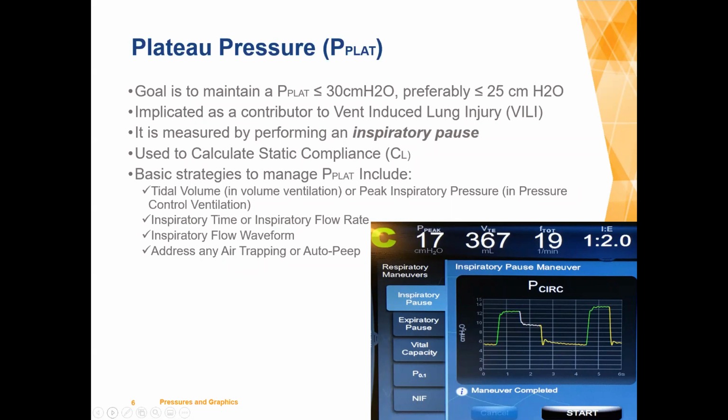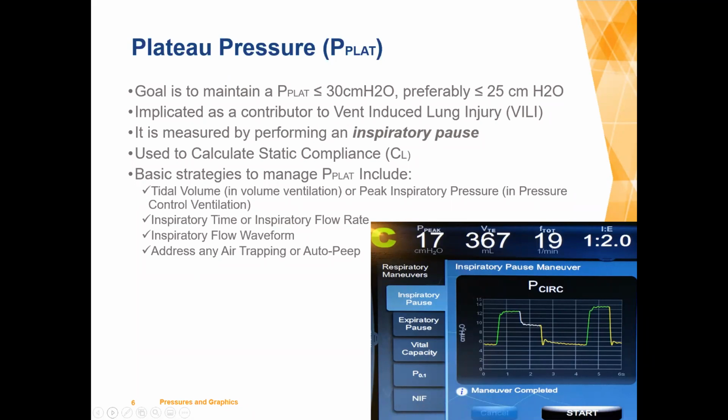The difference between your plateau and your peak, divided by your flow in liters per second, is going to give you your resistance. It gives you a good idea as to whether it's a resistance issue, where the patient has things like mucus, bronchospasm, or a kinked tube, versus a patient whose chest wall or lungs are becoming stiffer.